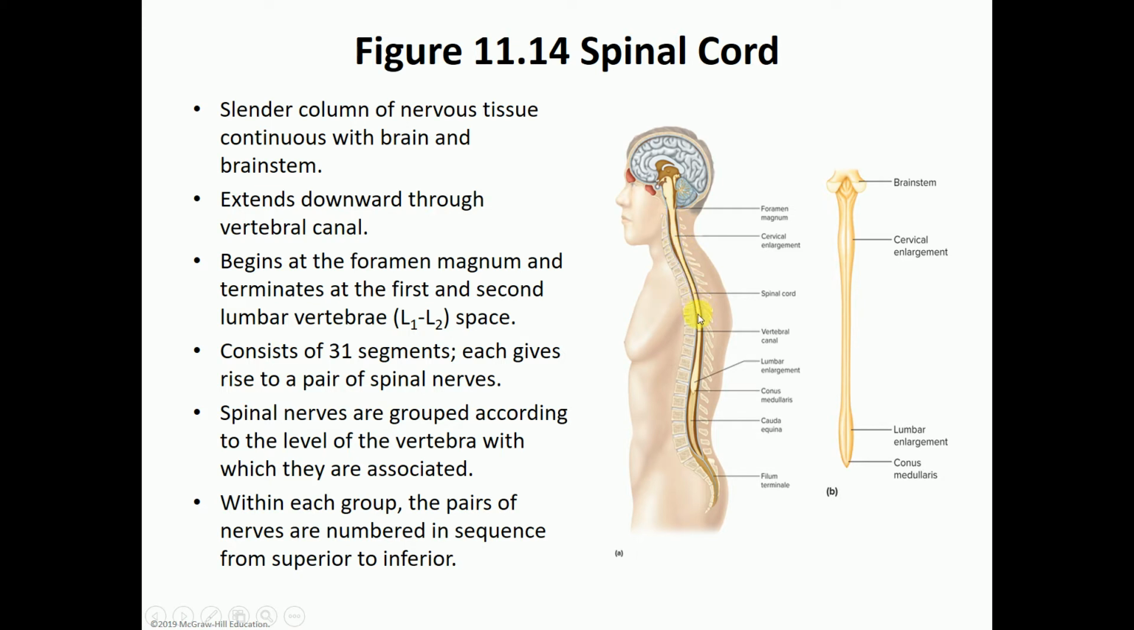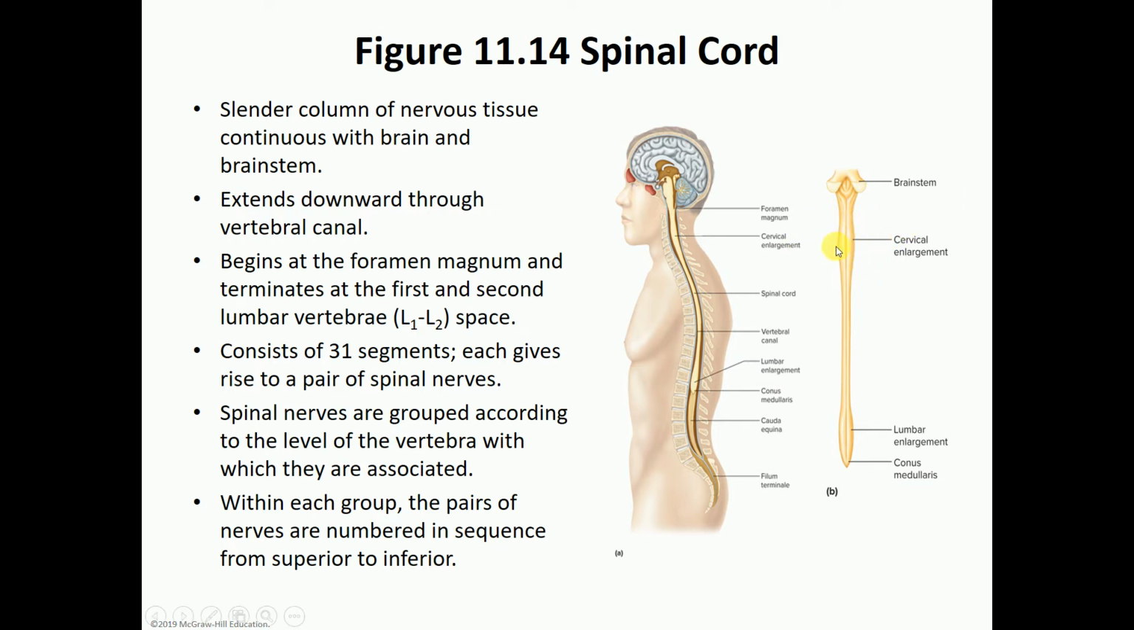and end at the level of L1, L2, which is the space between the first and the second lumbar vertebrae. It does not continue down into the sacral and into the coccygeal area. What you have in that area is no longer considered the spinal cord. These are nerves. And you can see here that it has two enlargements, so two thickened areas.